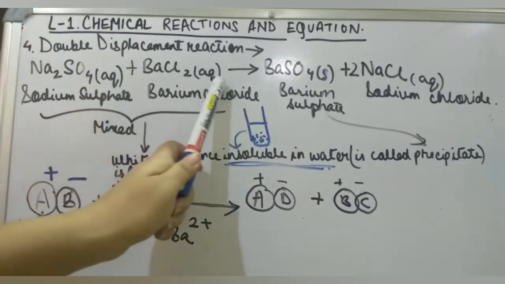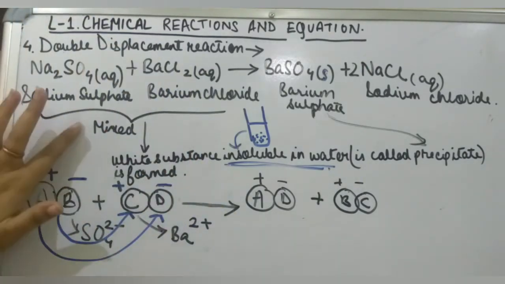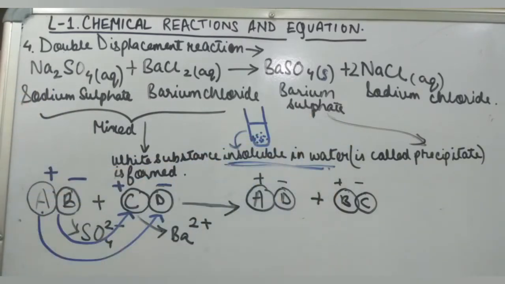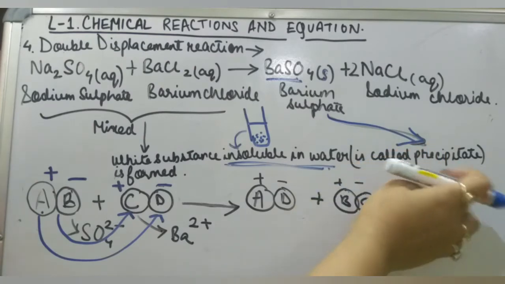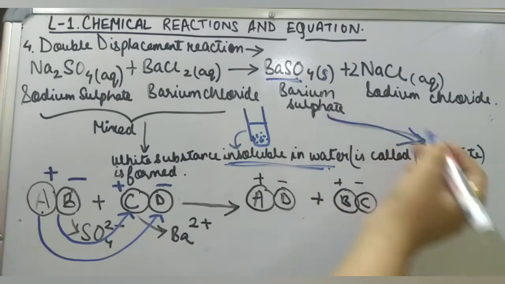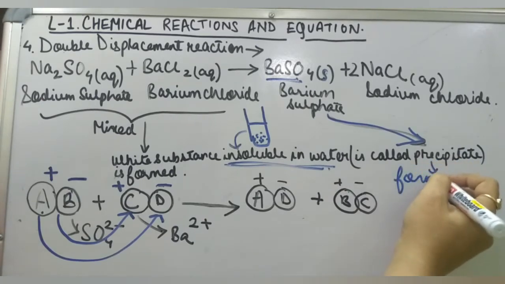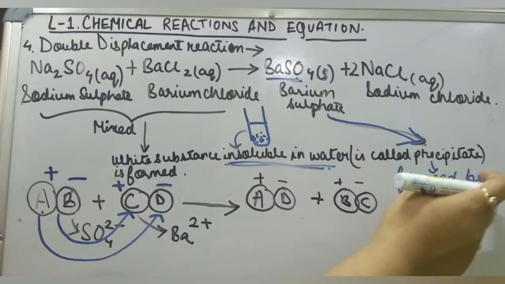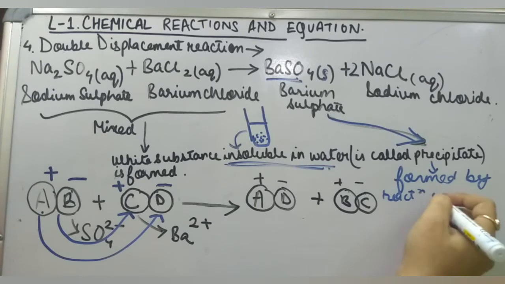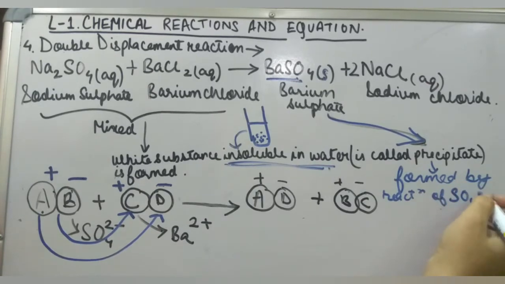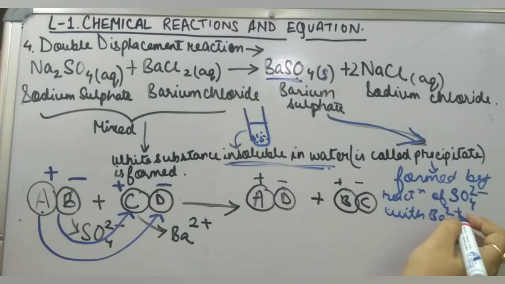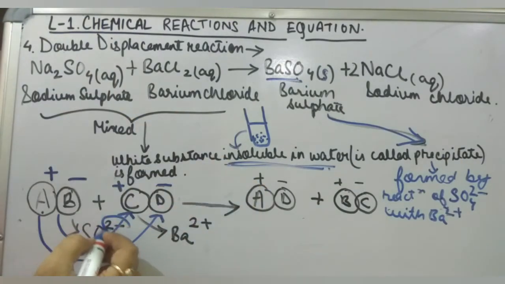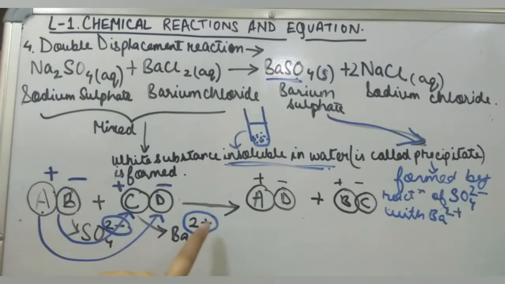Now, when sodium sulfate and barium chloride are mixed, it will give us barium sulfate. When they are mixed, it gives a solid substance, that is the precipitate, and this whole process is called precipitation. Can you tell me how this precipitate is formed? This precipitate is formed by the reaction of sulfate with barium. Since sulfate is negative, it is an anion, and barium is positive, it is the cation. When positive and negative ions combine, they give us a new compound, that is barium sulfate, formed by barium and sulfate.